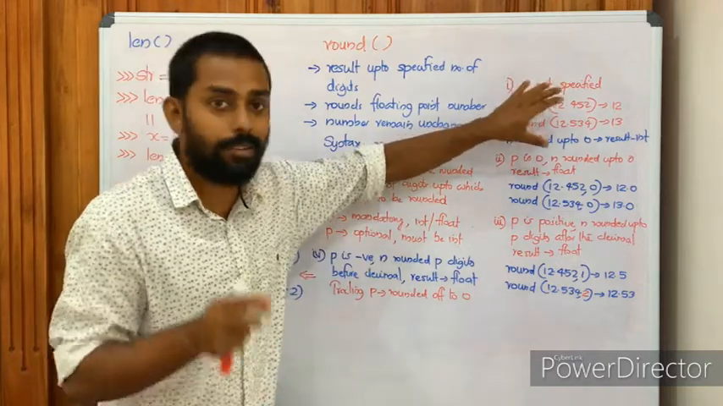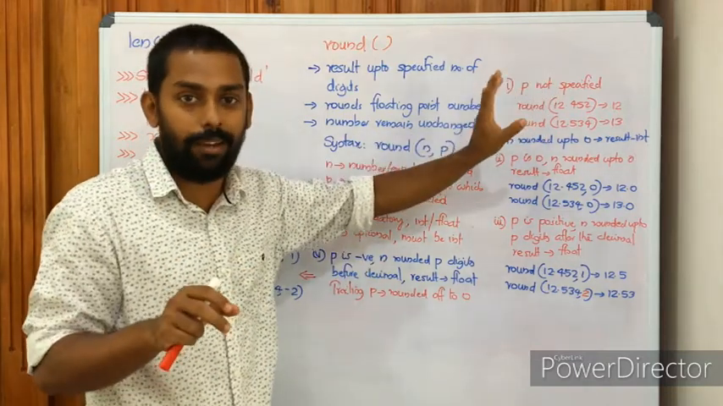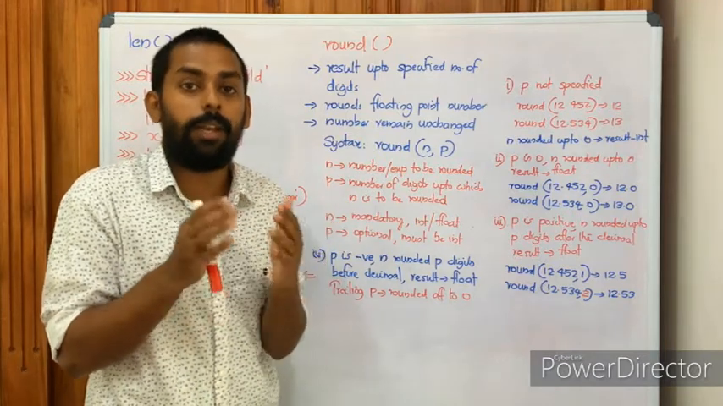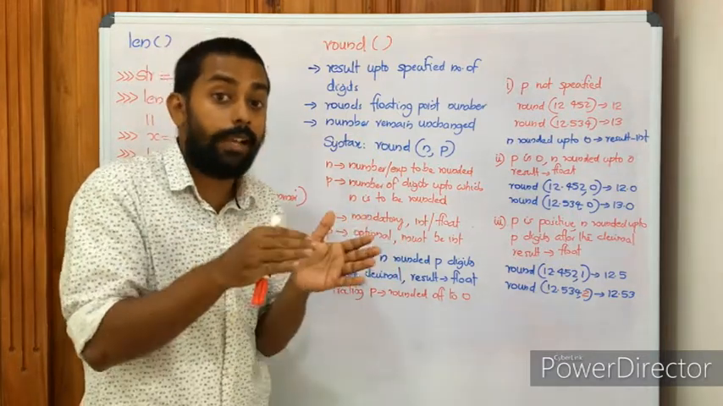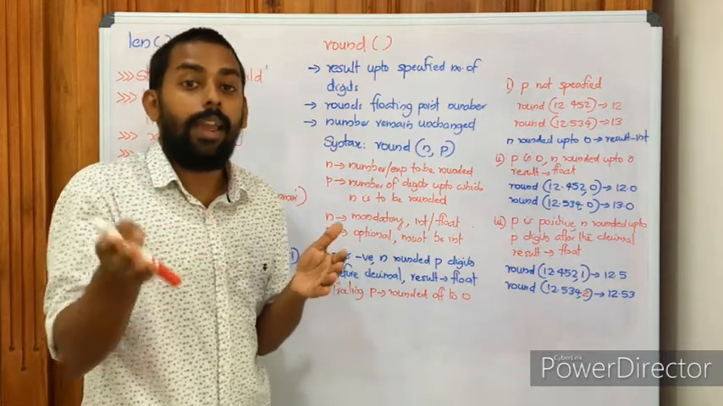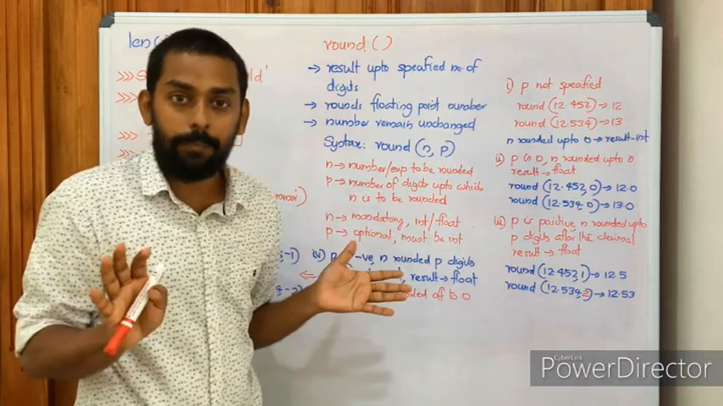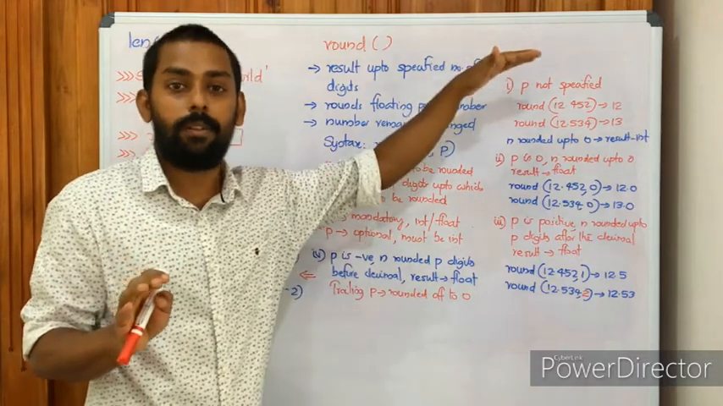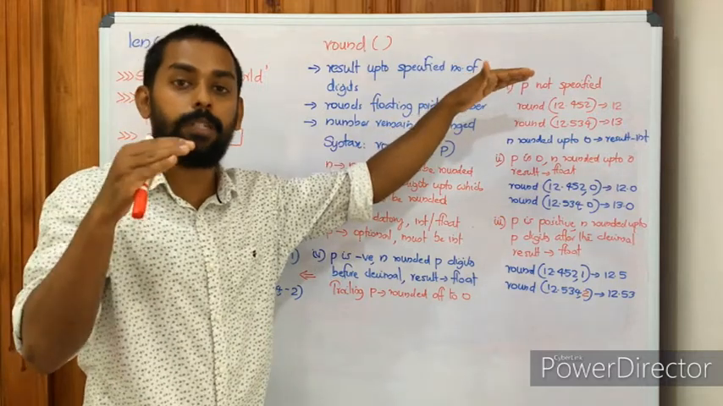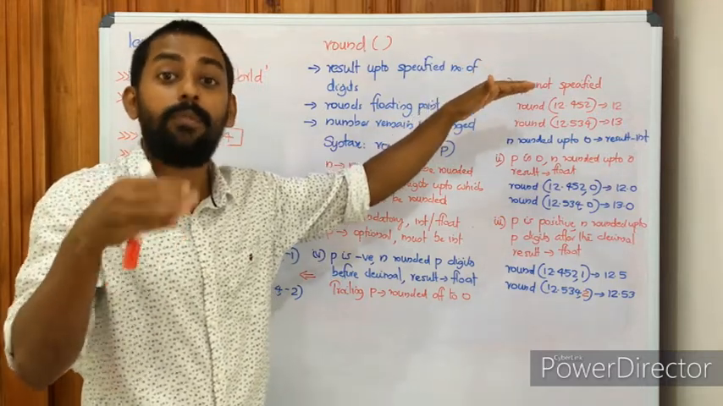And you can easily compare the first and second. In the first case we haven't specified p. At that time n is rounded up to 0. In the second case we have specified p as 0 and n is rounded up to 0, the same. But the result of the first, when we don't specify p, will be an integer value, and when we specify p as 0, it will be a floating point value.